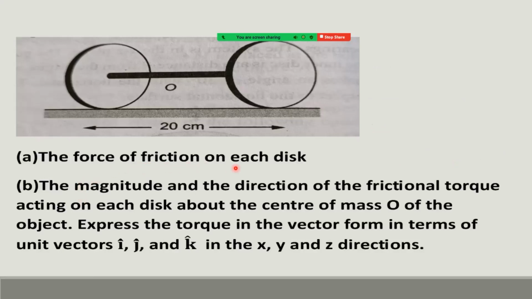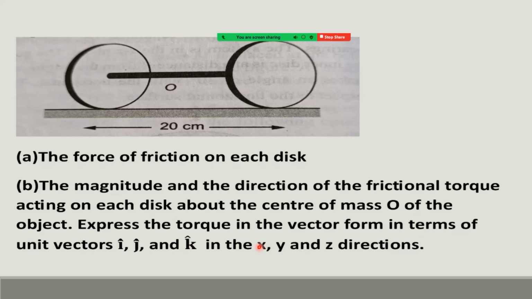the force of friction on each disc, the magnitude and direction of the frictional torque acting on each disc about the center of mass O of the object. Express the torque in the vector form in terms of unit vectors i cap, j cap, and k cap in the x, y, and z directions.